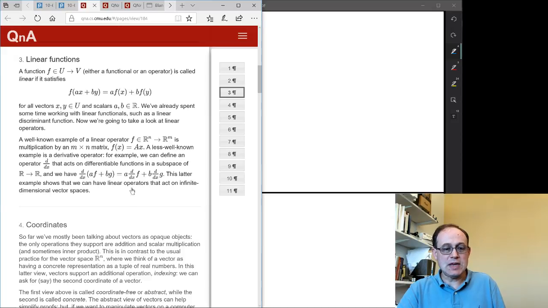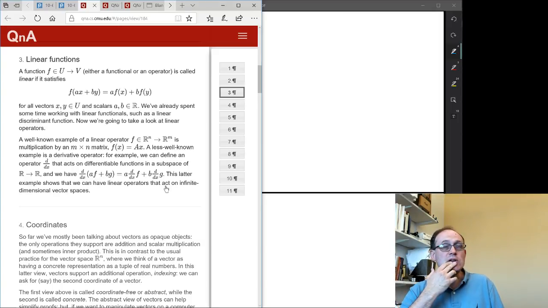And another one that's maybe less well known is the derivative operator. If you take d by dx, which operates on some real valued differentiable functions, it's true that d by dx of af plus bg, where f and g are functions and a and b are real numbers, you can move that inside and get a d by dx of f plus b d by dx of g. Right, and this is a nice example because it's a linear function that operates on an infinite dimensional vector space, namely a vector space of functions.